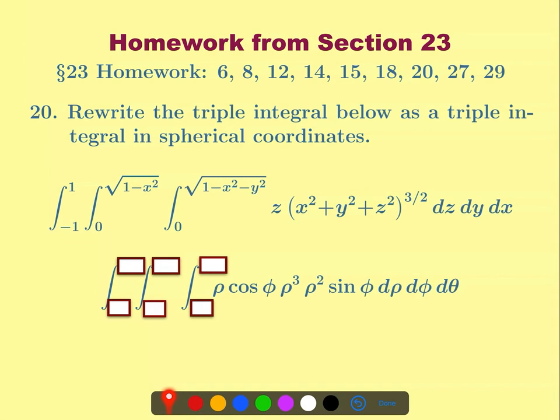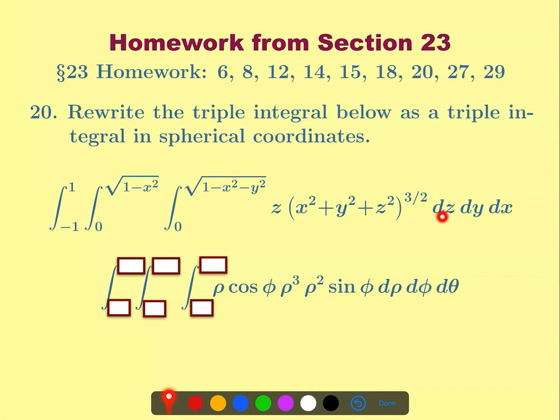And what about the limits of integration on theta, phi, and rho here? Well, what is this a picture of? Let's see, we have x going from -1 to 1, and we're going to look in the xy plane, and we're going to have y going from 0, the x-axis, up to the square root of 1 minus x squared. And you should recognize that in a circle, it's just going to be x squared plus y squared equals 1 if I set this equal to y. So we're going to have y going from 0, the x-axis, to this circle of radius 1 centered at the origin.